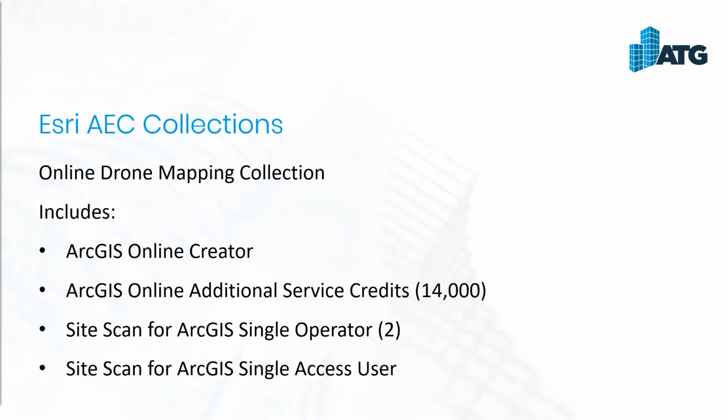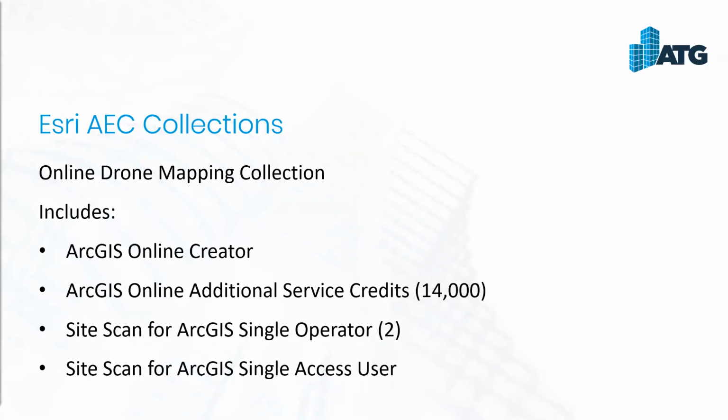Last up is the brand new online drone mapping collection. If you've ever heard of SiteScan, it was a software by 3DR, one of the most popular and powerful drone operation software there is. Esri purchased them last fall, and they've now added it to their collection. So when you get the online drone mapping collection, you get 2 licenses of SiteScan for operators, 1 license for the single access. You also get additional credits.